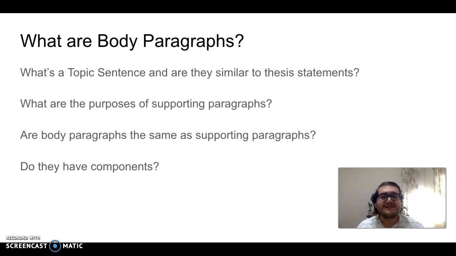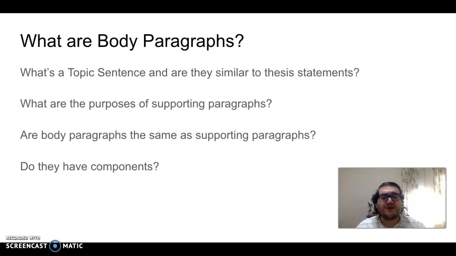So what are body paragraphs? Body paragraphs expand upon the reasons of the thesis statement. What's a topic sentence? And are they similar to thesis statements? So don't forget that the thesis statement lets the reader know what the entire essay is going to be about. These topic sentences operate in a similar function, except the biggest difference is that while the thesis statement covers the entire essay, topic sentences pertain to the specific body paragraph. So each body paragraph is going to have its own unique individual topic sentence.